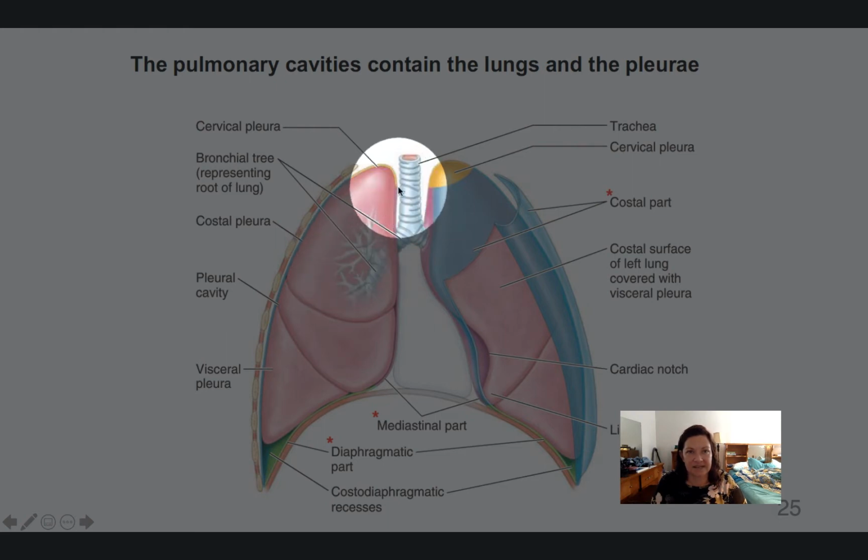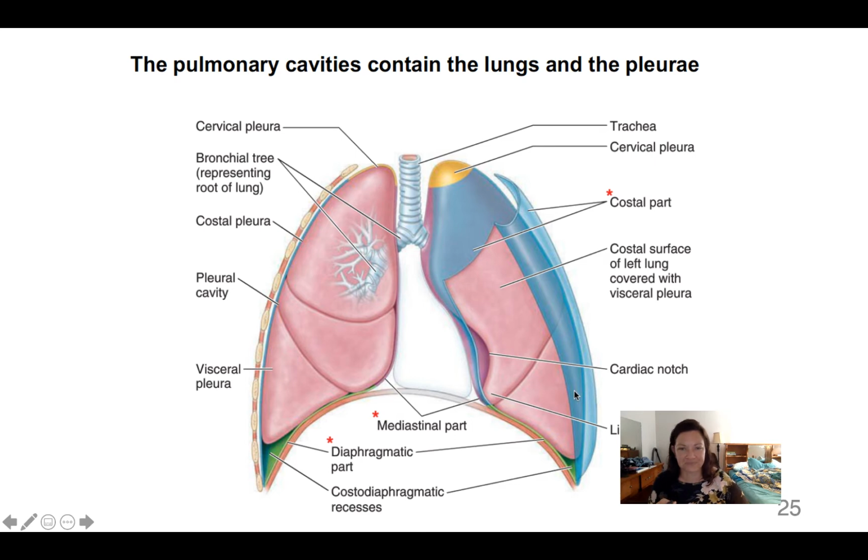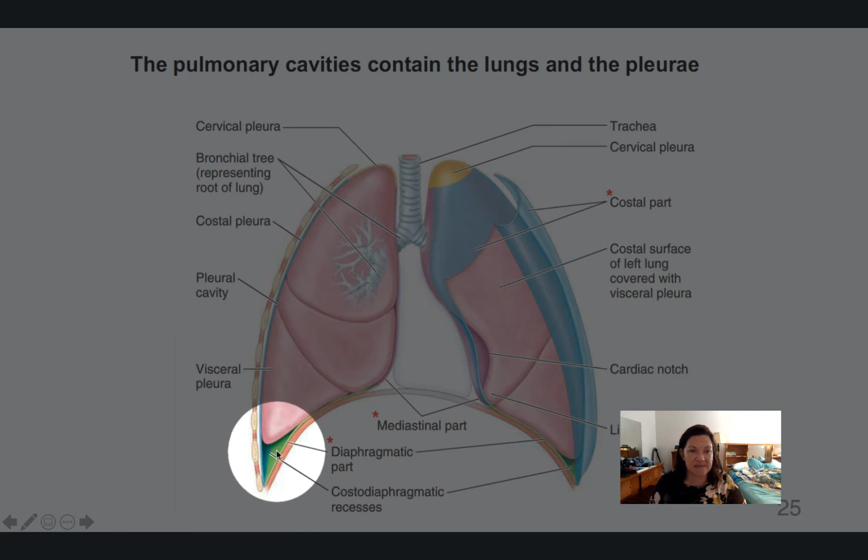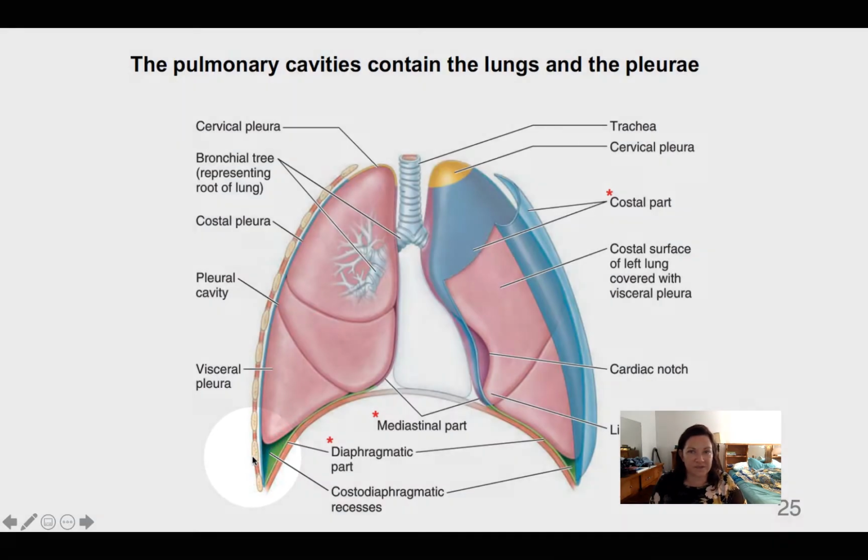Obviously, the trachea, which bifurcates at the carina, and then bifurcates into 2 primary bronchi, and there's a bronchial tree filling each of these lungs, which we'll talk about a bit more in a moment. You can also see clearly the cardiac notch and other portions of the lung, notably the costodiaphragmatic recesses, which are spaces at the inferior portion of the lungs.